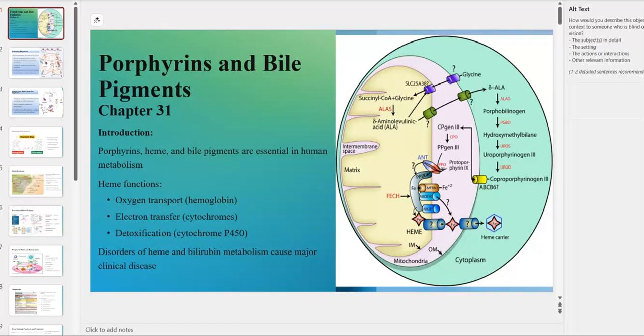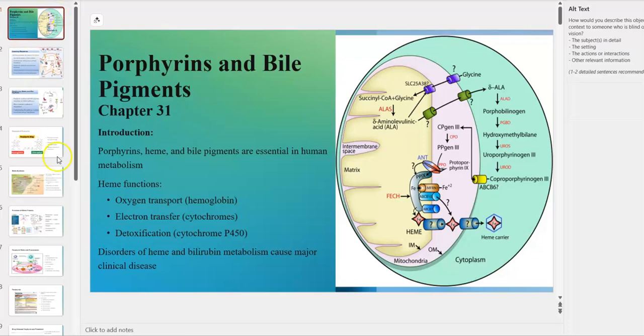Porphyrin, heme, and biopigment are fundamental to metabolism. Heme has special functions in oxygen transport, electron transfer, and also detoxification through cytochrome P450. Any disruption to this pathway can lead to clinical blood and liver disorders.